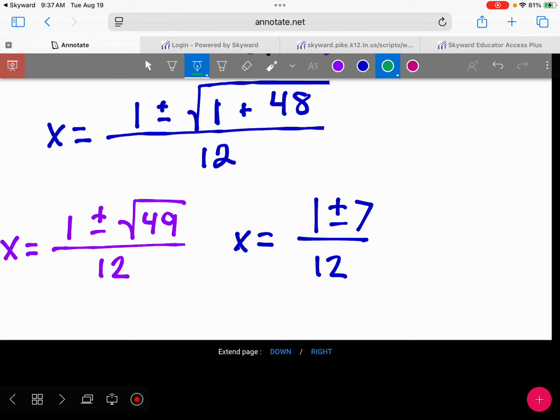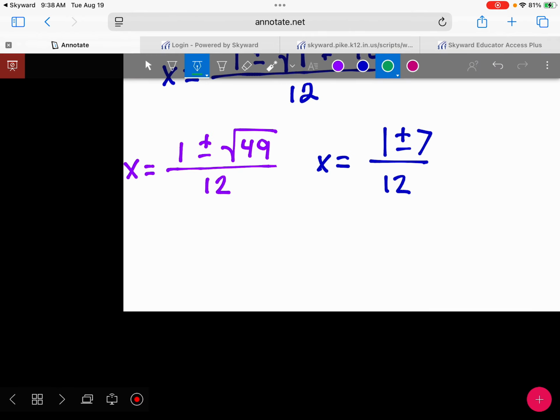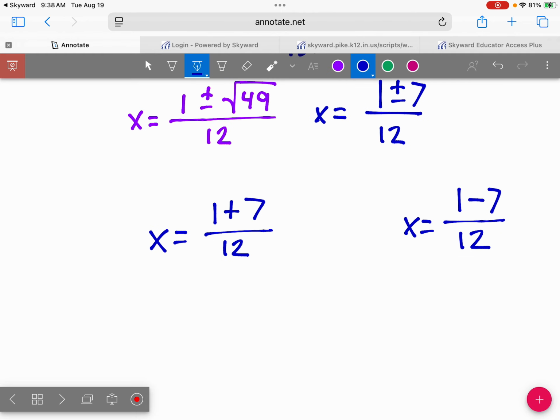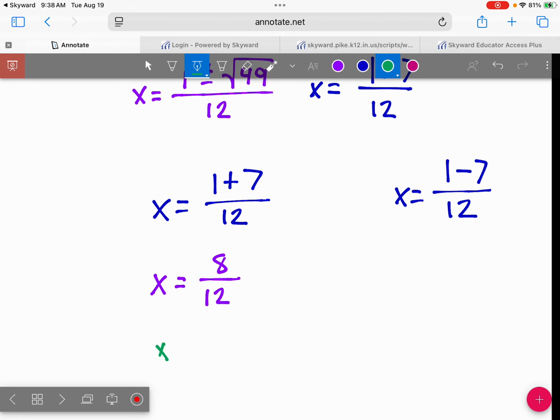I'm going to change the view real quick. There we go. So we need to get our 2 different answers here. We're going to have our x equals 1 plus 7 over 12. And we're going to do our x equals 1 minus 7 over 12. What is 1 plus 7? 8. 8 over 12, does that simplify? 2/3. 2/3, both divisible by 4. We have 2/3.